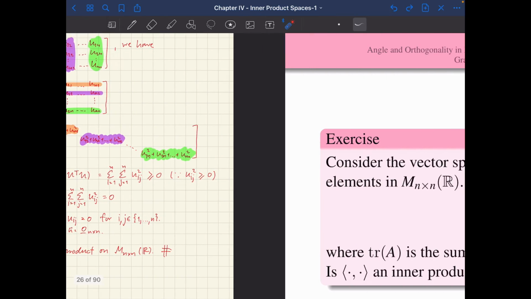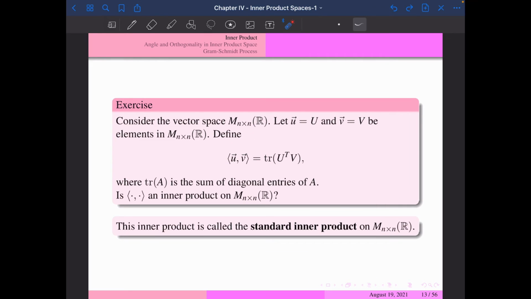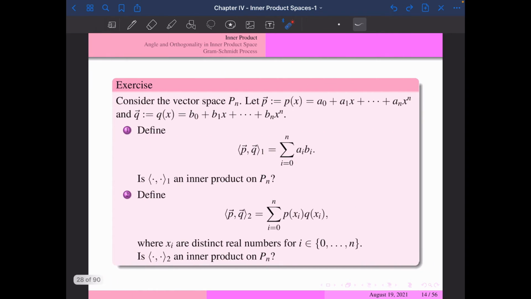Okay. So we call this inner product on the set of square matrices the standard inner product on the set of square matrices. Next, we will move to the polynomial space, to Pn here. For Pn, for number one, we define the function on P and Q like this.